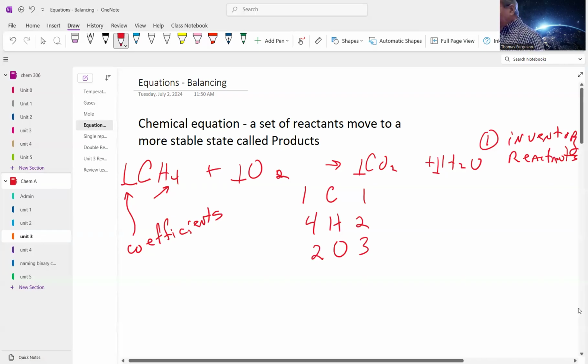First of all, we don't have to worry about carbons right now. Let's deal with the hydrogens. Hydrogens come by 2s on the right side. Hydrogens come by 4s on the left side. So what coefficient can we put instead of a 1 on the right? 2.